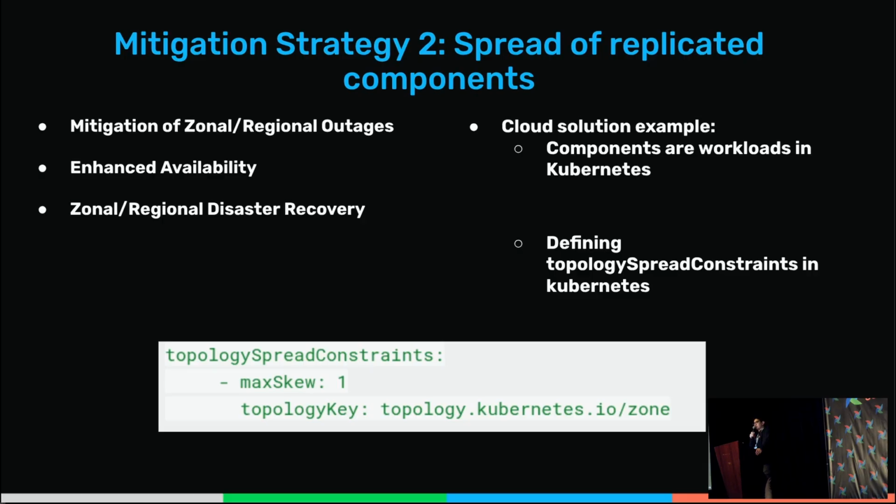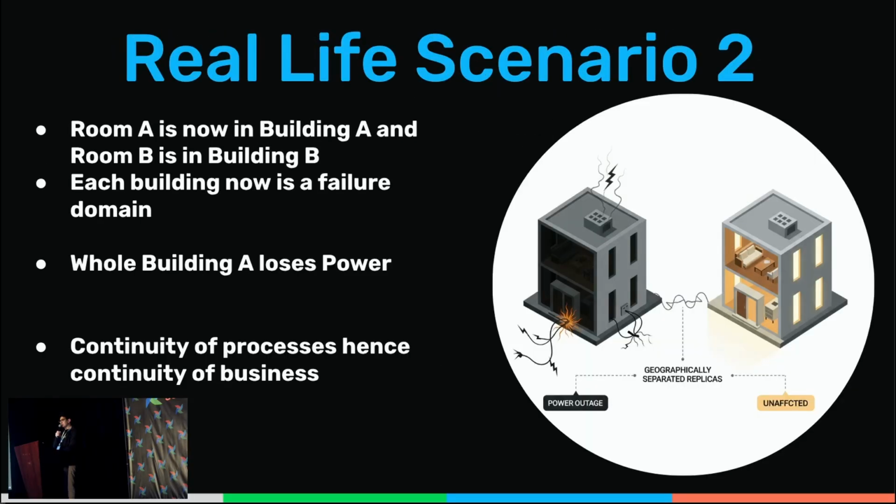Or for example, if you're using Kubernetes, whether locally or in a cloud solution or with a cloud provider, there is a way that you can spread the replicas across zones of Kubernetes if you're using a cloud solution. So in this case, for every building, for example, we assume that we will separate the replicas into two different buildings. Now the whole building is the new failure domain.